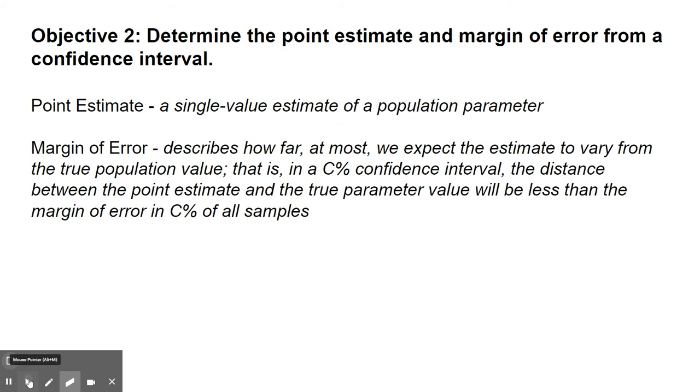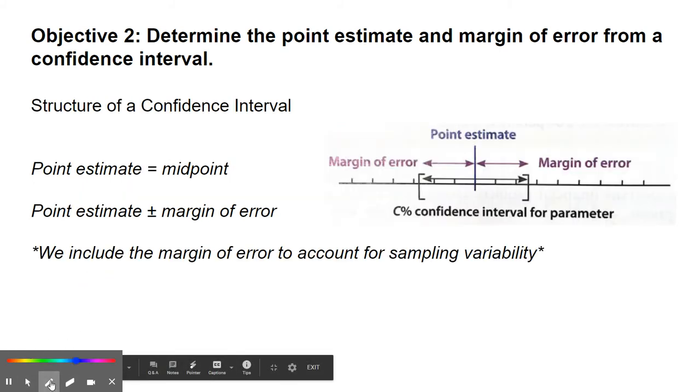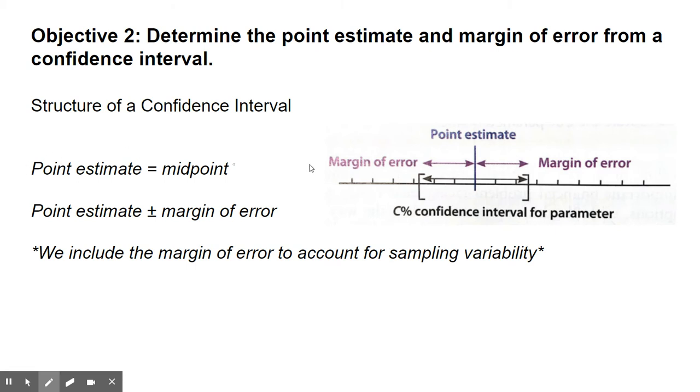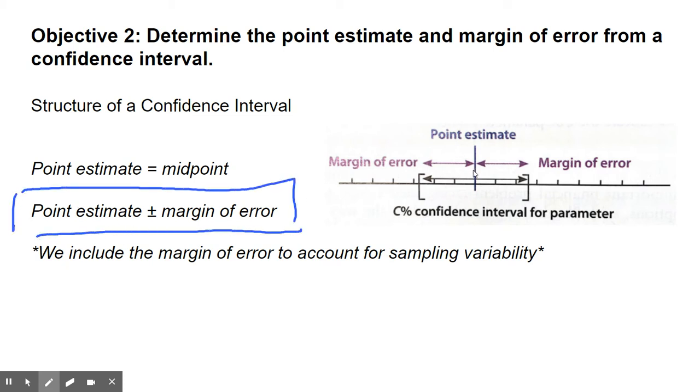All right, so let's take a look here at a visual of how we build these confidence intervals. So again, as I told you, the point estimate is the midpoint. It's in the middle. So here's your point estimate, right smack dab in the middle. To build the confidence interval, this is your formula. It's the point estimate minus the margin of error, and the point estimate plus the margin of error. That's how you get these two values, which builds your confidence interval. And this black represents your confidence interval for the parameter.